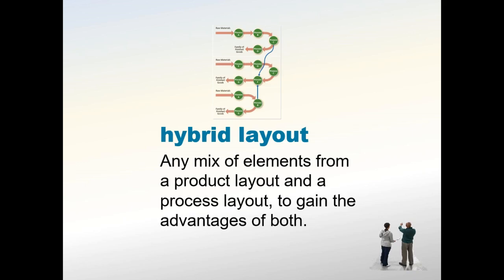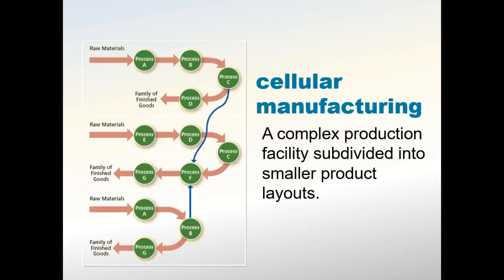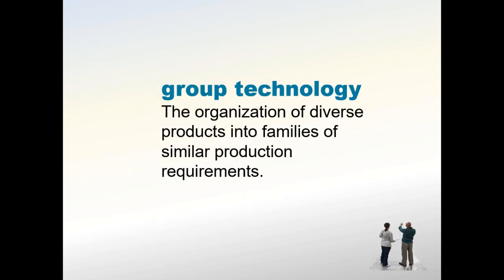And a hybrid layout represents a mix of product and process layout in an attempt to gain the advantages of both. Cellular manufacturing, pictured here in figure 6.12, refers to a facility organized into multiple small product layouts referred to as production cells. And group technology refers to the organization of diverse products into families of similar production requirements.